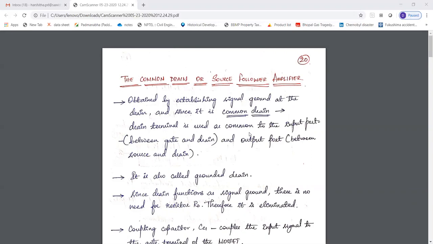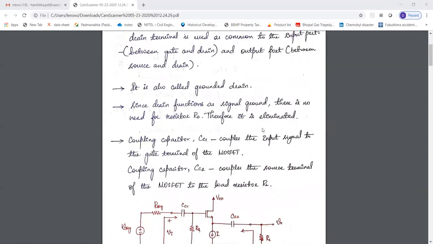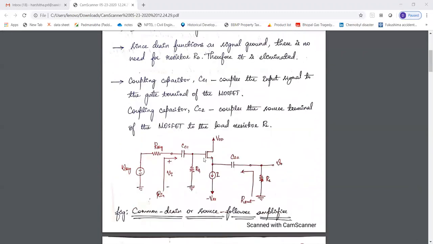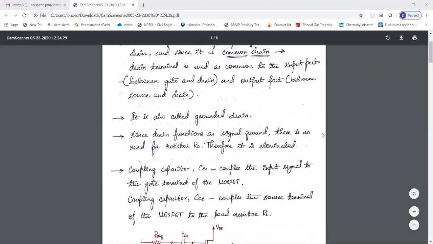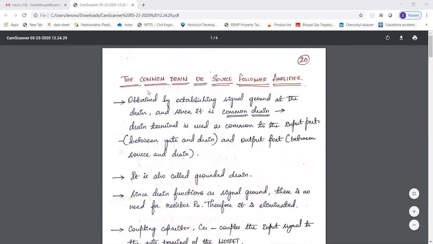Common because the drain terminal is common to both the input port and the output port. Input port is formed between the gate terminal and the drain terminal, and the output port is formed between the source terminal and the drain terminal. As you can observe here, this drain terminal is common to both input port as well as the output port, hence the name common drain. This configuration is also called a grounded drain configuration because the drain terminal of the MOSFET is being grounded here.